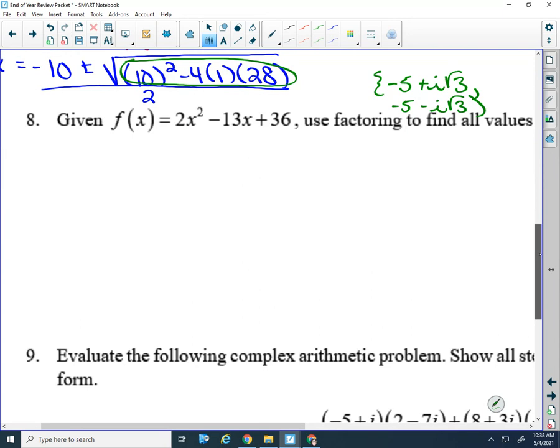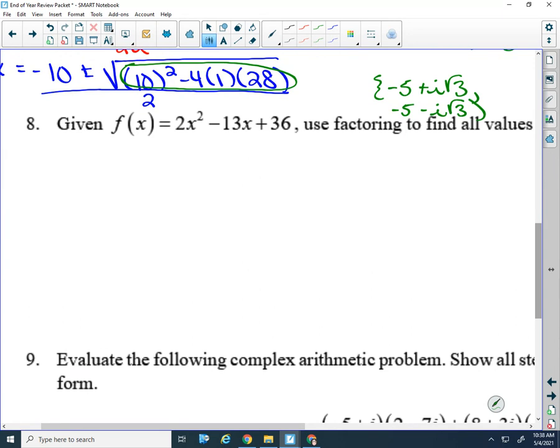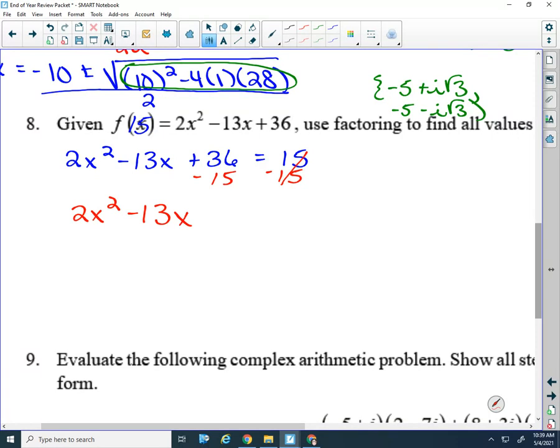Now for number 8, we have y equals 2x squared minus 13x plus 36. Use factoring to find all values that satisfy the equation f of x equals 15. Basically, you're putting a 15 in here and you're solving. So I have 2x squared minus 13x plus 36 equals 15. There's an exponent, so we have to get one side equal to 0. So I'm going to subtract 15 on both sides. 2x squared minus 13x plus 21.